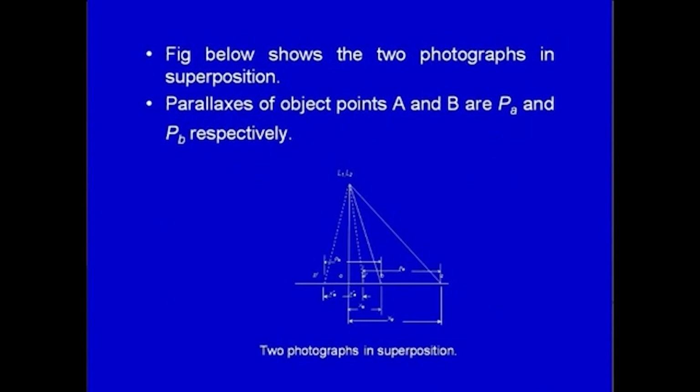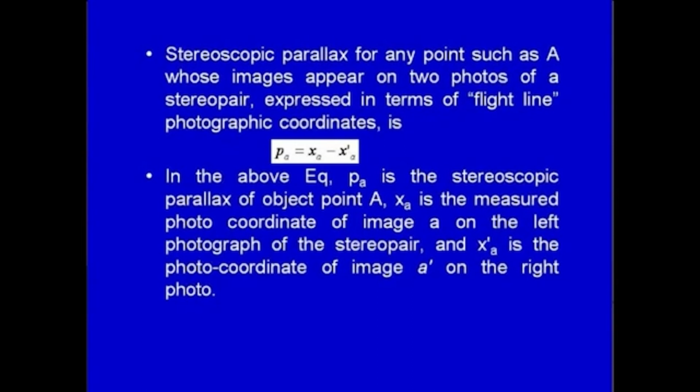Figure below shows two photographs in superposition. Parallax of object points A and B are P_A and P_B respectively. The stereoscopic parallax of any point such as A, whose images appear on two photographs of a stereo pair, expressed in terms of flight line photographic coordinates, is P_A = x_A − x'_A.